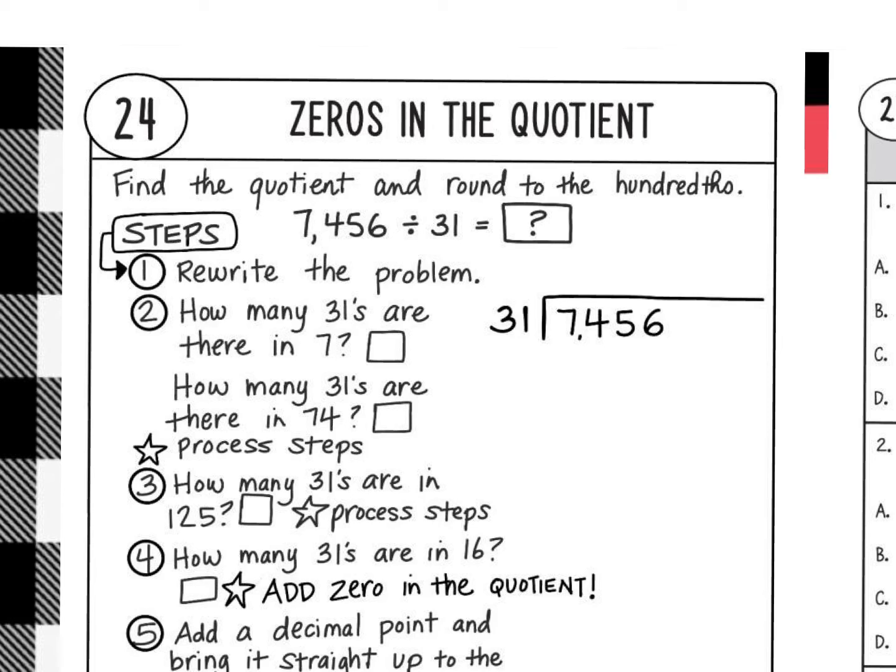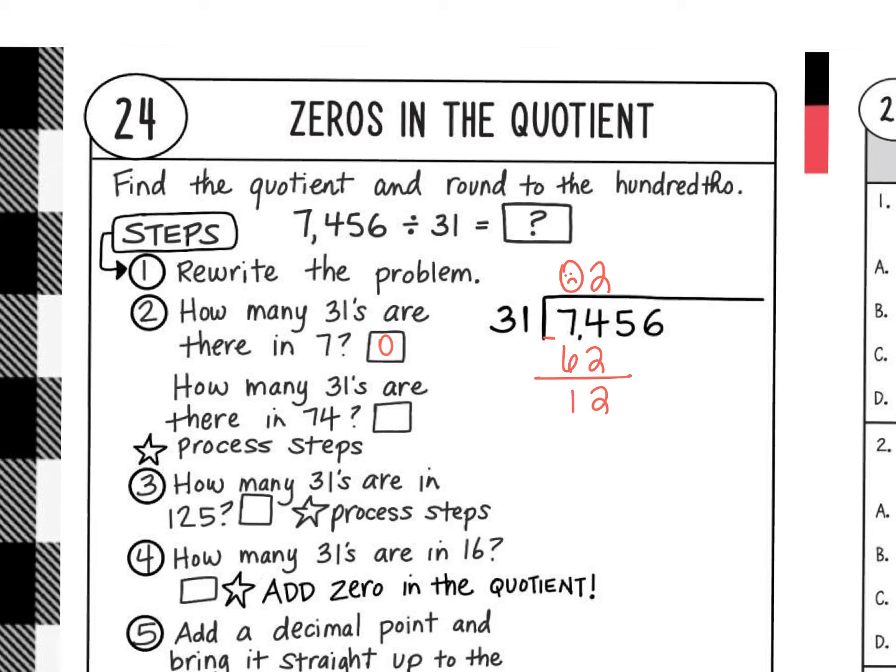Then you can ask yourself, okay, how many 31s are there in 7? There are 0. But how many 31s are there in 74? 2. There's 2. What is 2 31s? 62. I have 31 and 31 together make 62. Does that make sense? Okay. All right. So now I'm going to subtract because I've done my multiplication part.